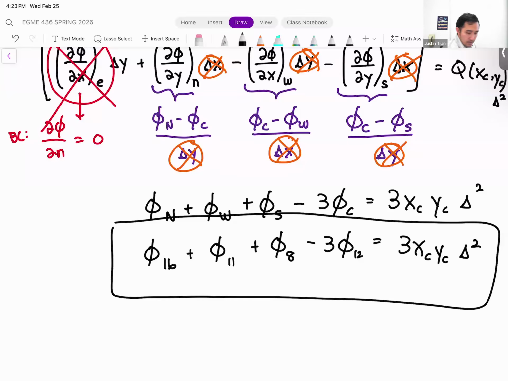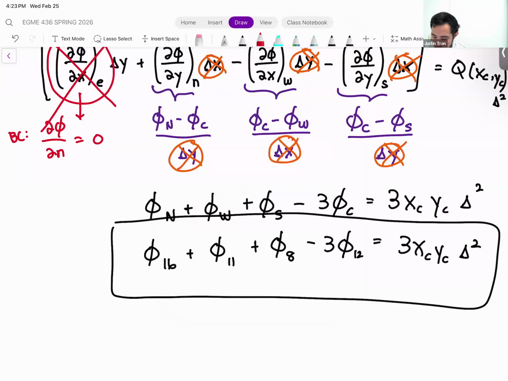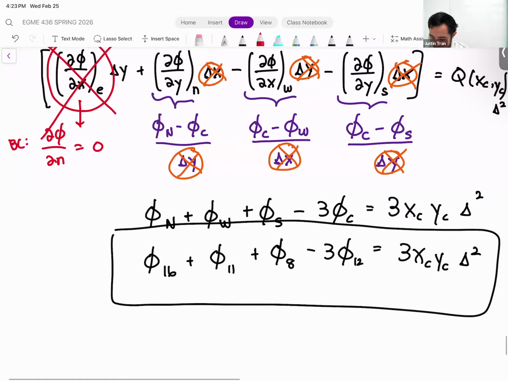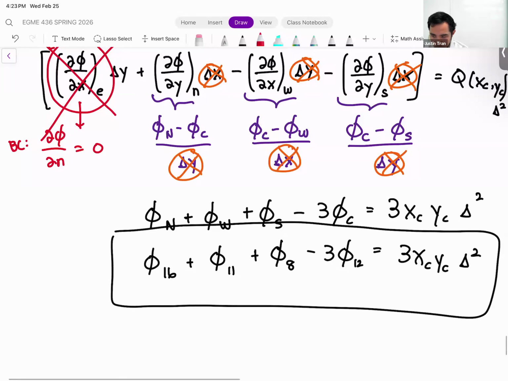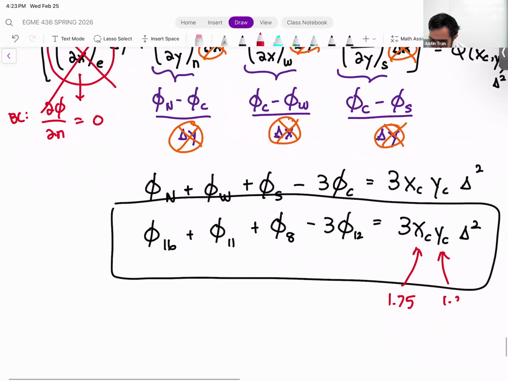Right, and so that is our equation there, where XC and YC, we can go ahead and plug in those values too. So XC, YC, that is the physical coordinate of that cell, right? So cell 12 is all the way on the right-hand side. So that means XC here is going to be 1.75, okay? And then YC, it should be the same as cell 10, 1.25.